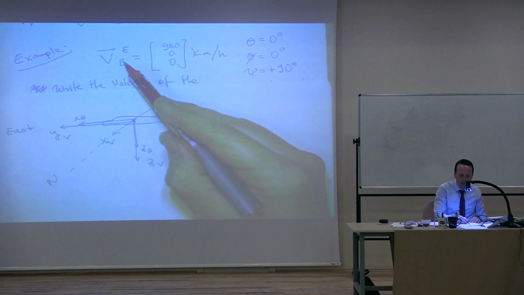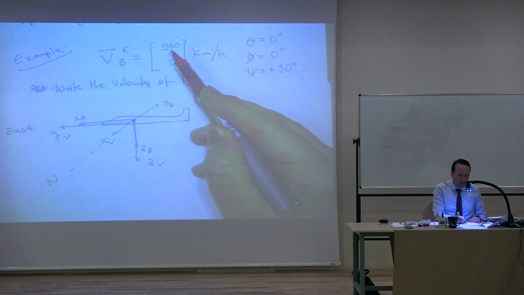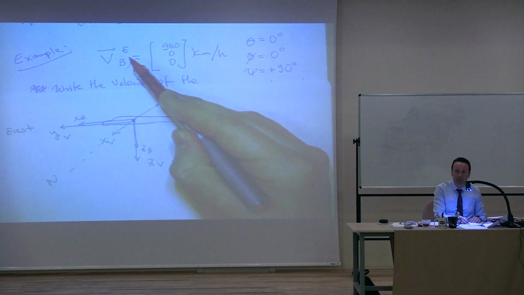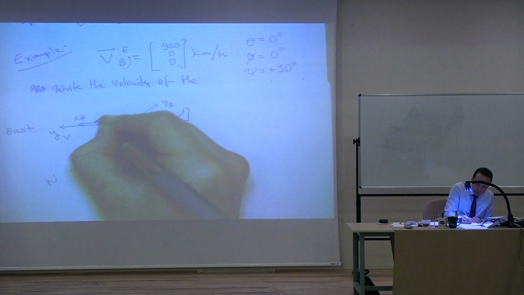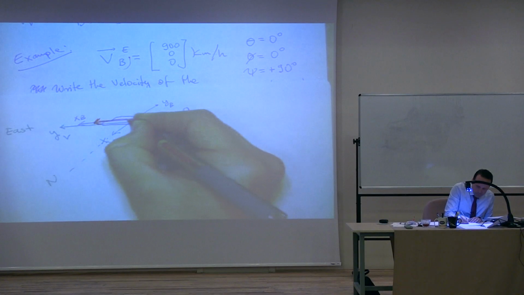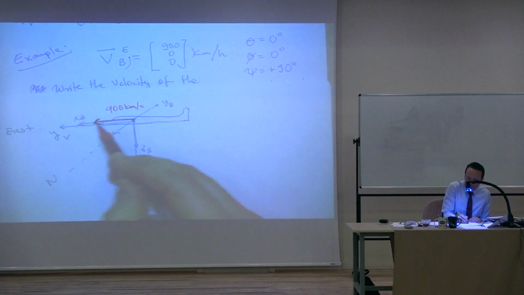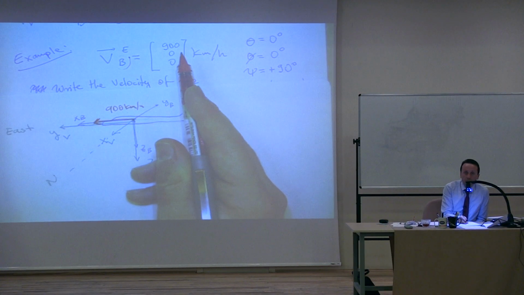Body fixed coordinate system. It was 900 kilometers per hour towards X body. Right? Because this means it's written in the body fixed coordinate system. So therefore, this was the direction of the velocity vector. And this was 900 kilometers per hour. Right? Towards X body, that's what the question says.